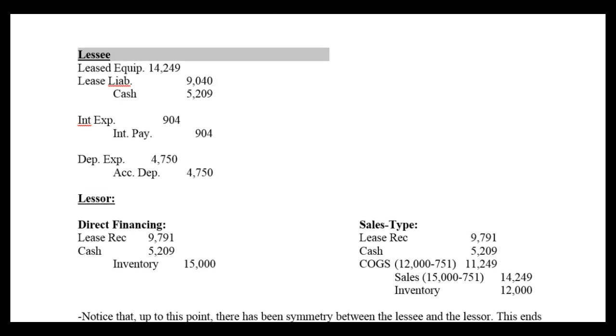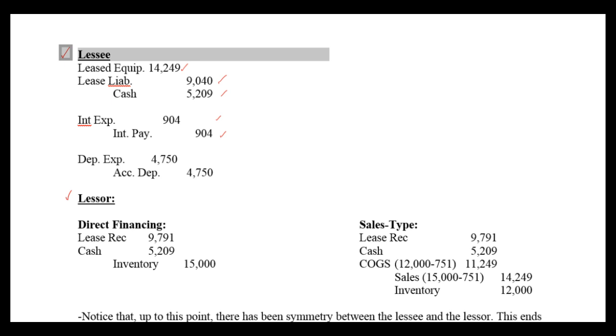Let's look at the journal entries first for the lessee and then for the lessor. Remember, the lessee only purchased part of the equipment, the $14,249. They set up the lease liability for the amount they didn't pay, and they make their first payment. Their interest expense for the first year is less because the loan balance is less. They set it up as a payable and pay it the next day.